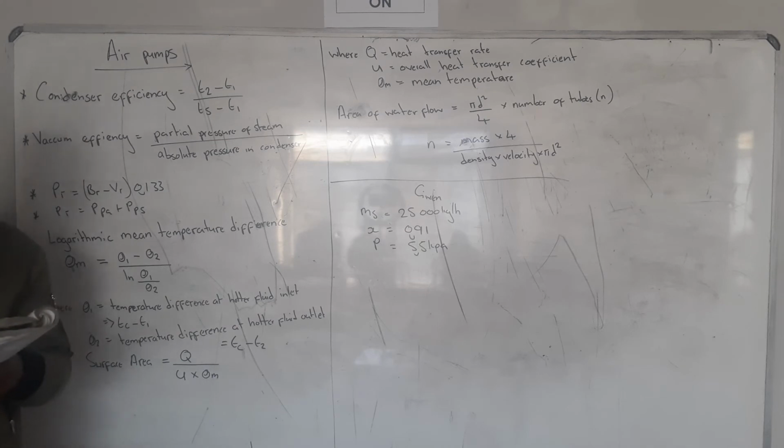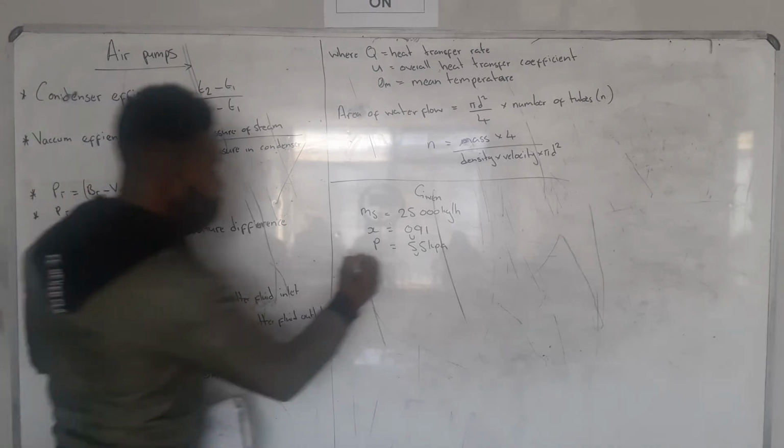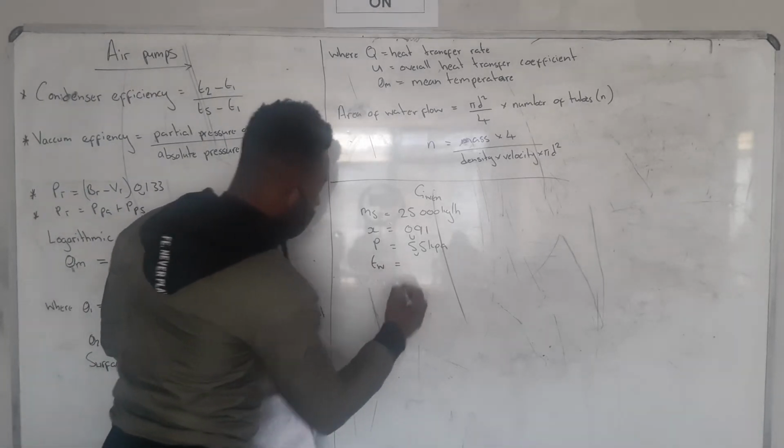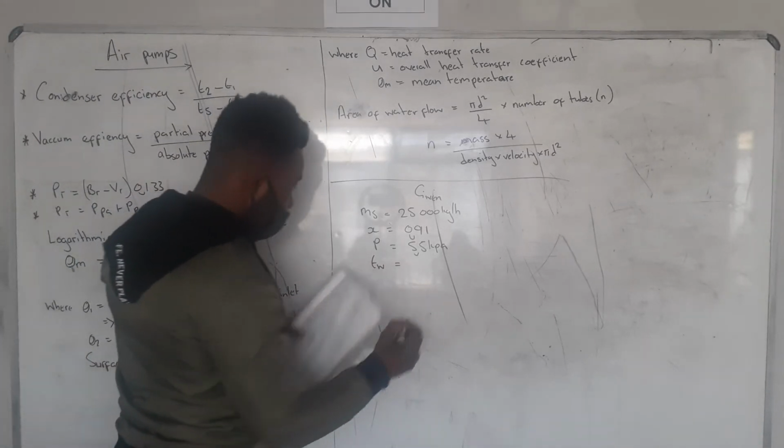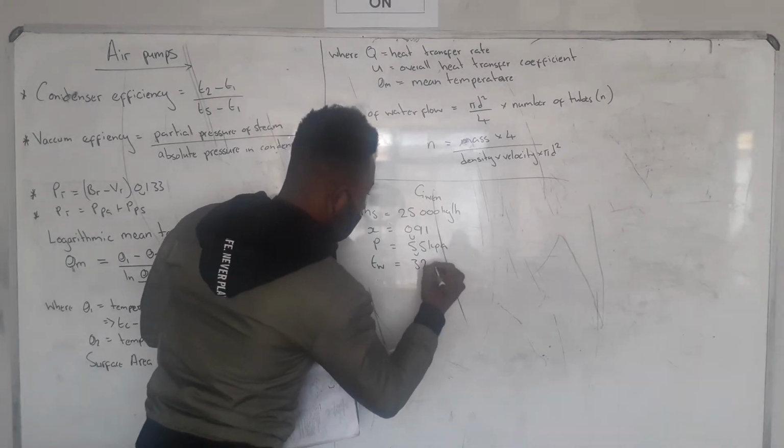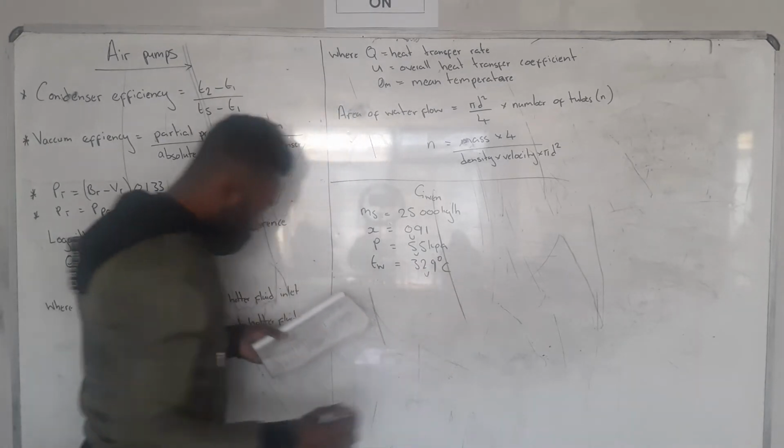They're saying condensed the steam to a water at 32.9. So that temperature is the temperature of the water, which is 32.9 degrees Celsius. Alright, okay.